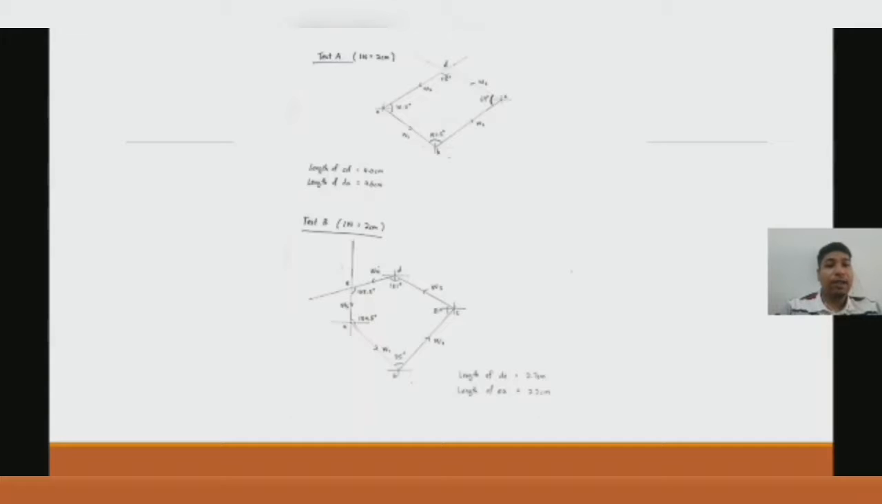At A we got 134.5 degrees, B is 85 degrees, C is 81 degrees, D is 131 degrees, and lastly E is 108.5 degrees.